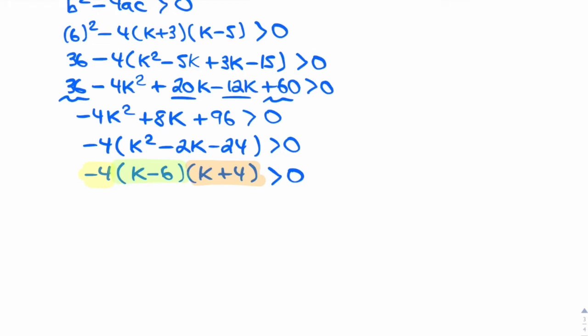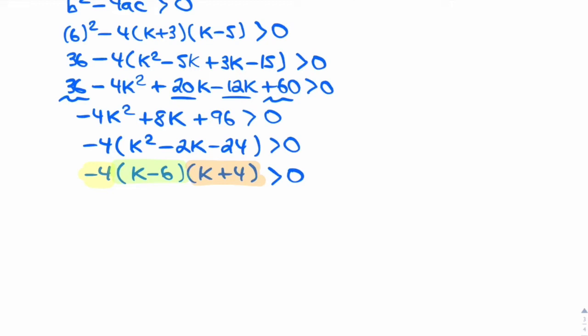So for example, how can you get a positive number? If you were to multiply two negatives, you would get a positive. If you multiply two positives, you get a positive. So here we have negative 4 multiplied by k minus 6 multiplied by k plus 4. I'd like you to think of this whole entire thing as an equation. I know it's not equal to 0, it has to be greater than 0, but you can still think of it like an equation. So with that being said, looking at the left side, we're multiplying three things.